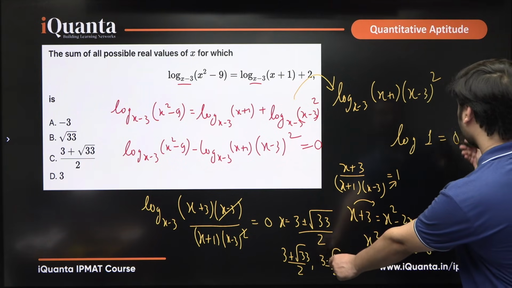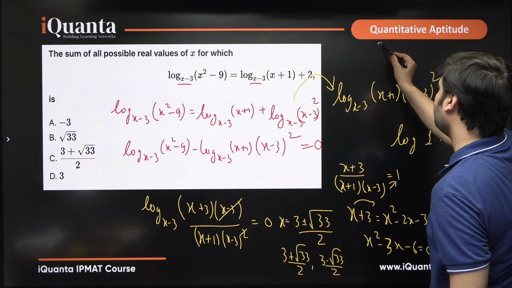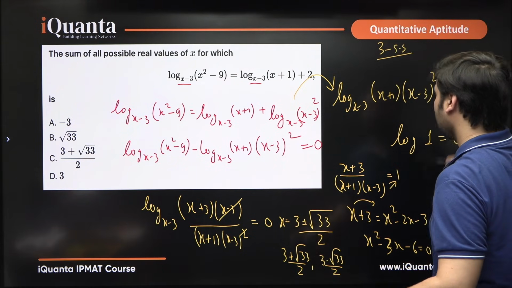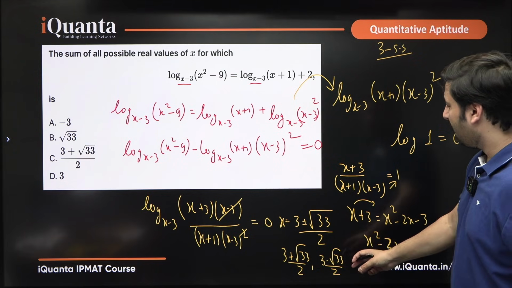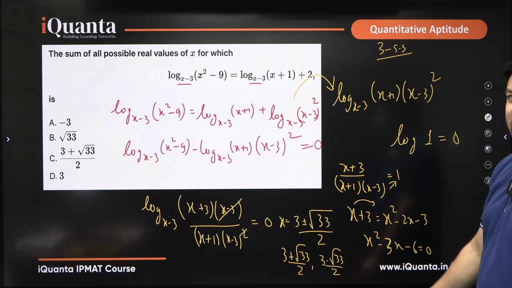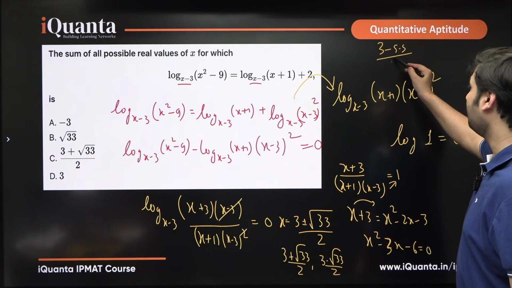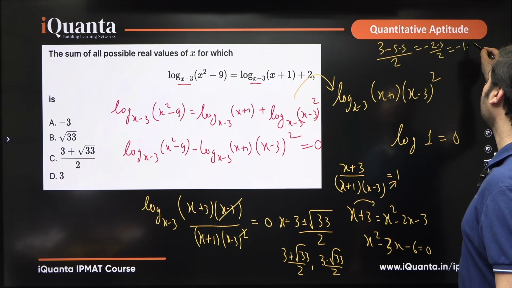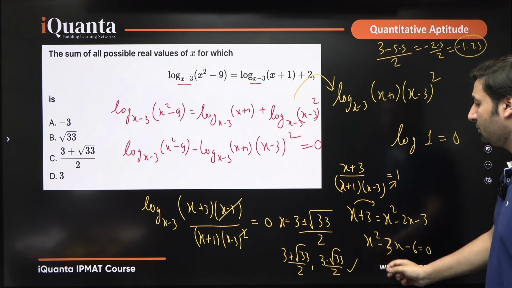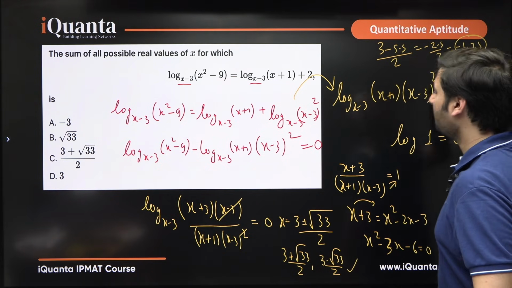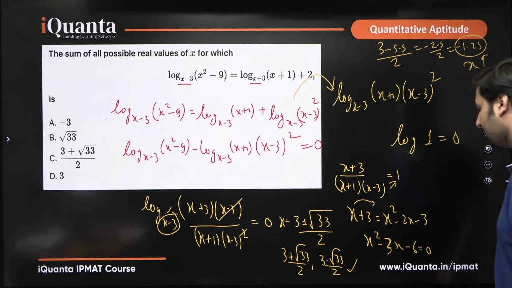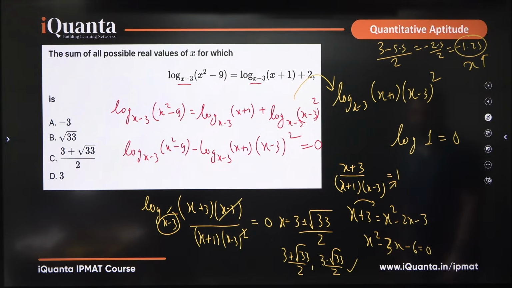And this is actually how much? See, just do the approximation. Root 33 is somewhere around 5.5, okay. In fact, more than that, it is very close to 6, because root 36 is 6. So this divided by 2, how much do you get? This is minus 2.5 divided by 2, that means minus 1.25. So this is the value of x. If you put x equal to minus 1.25 here, this is going to make the base negative, yes or no? This is going to make the base negative, so this cannot be accepted, right?